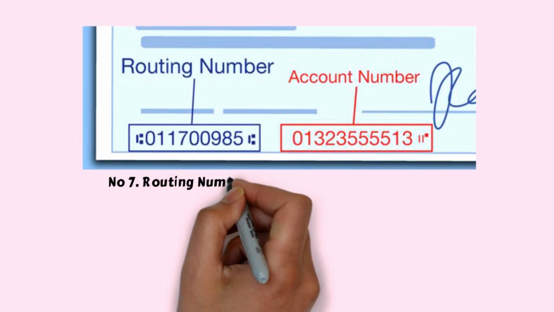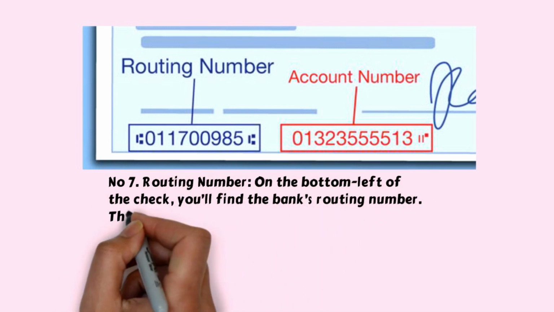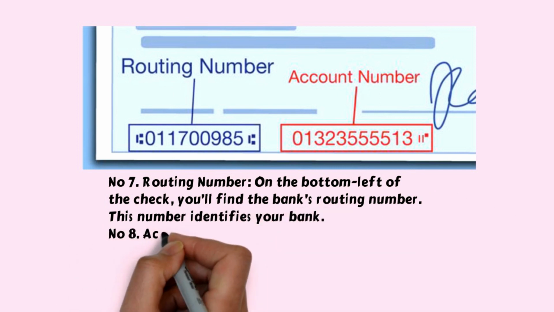Number 7. Routing number. On the bottom left of the check, you'll find the bank's routing number. This number identifies your bank.